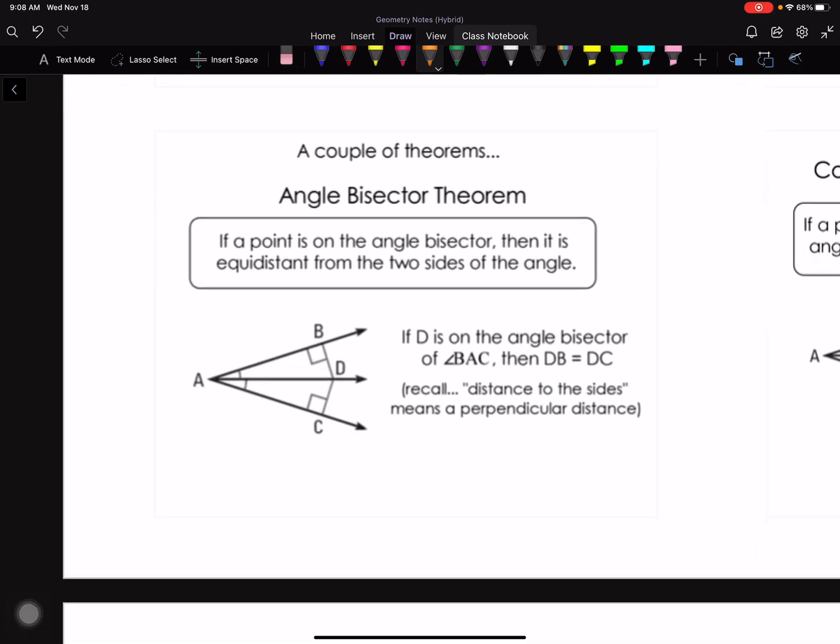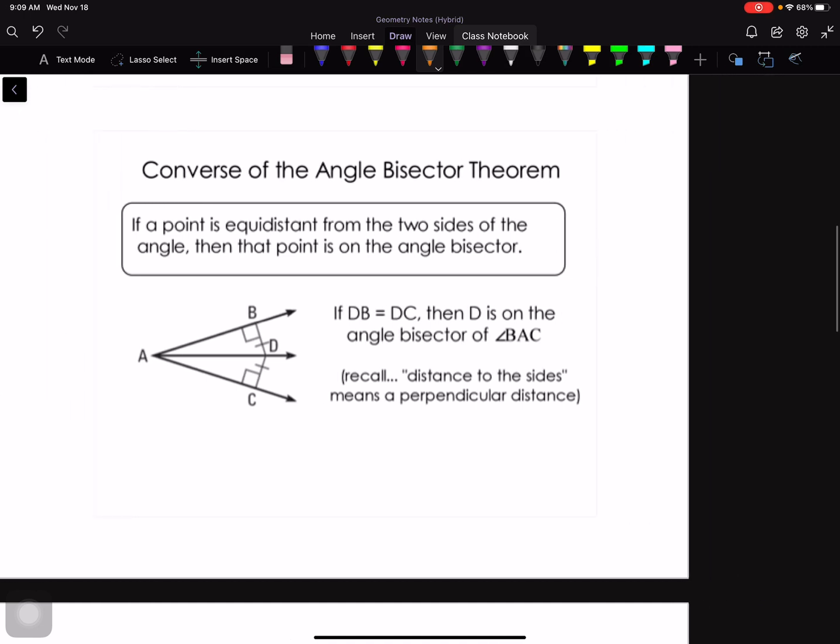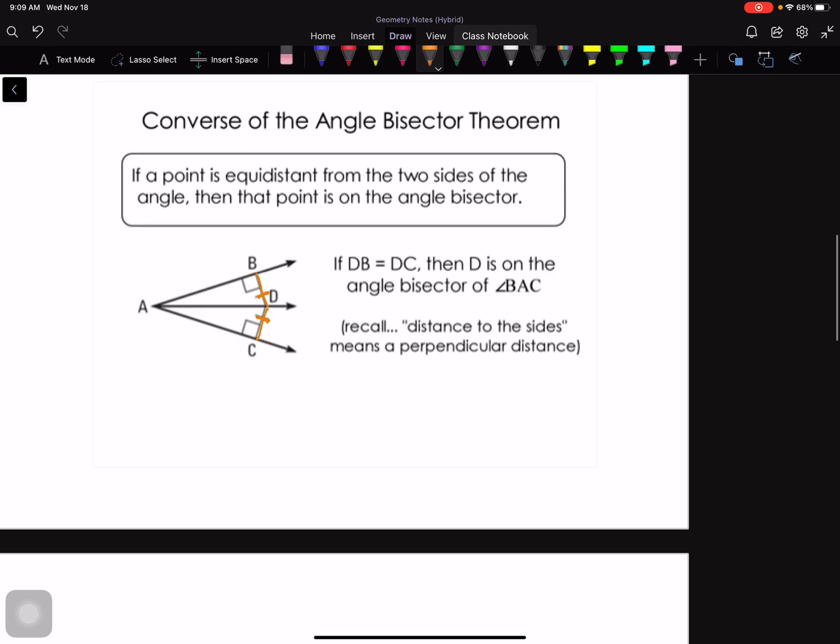We also have the angle bisector theorem, which says that if a point is on the angle bisector, in this example that would be point D, then it is equidistant from the two sides. So that means that BD and CD would be the same. It would be congruent. That works in reverse as well. If we have a point that is equidistant from the two sides, so if we already know that BD and CD are congruent, then D is on the angle bisector. And even further, we could say AD is the angle bisector.